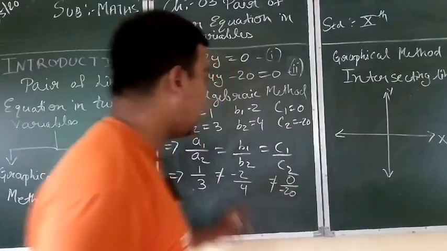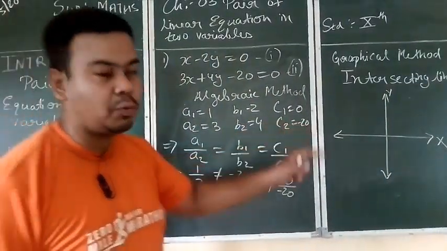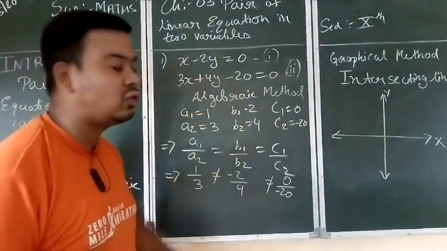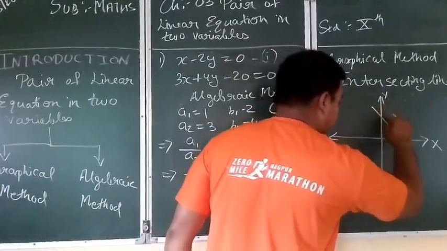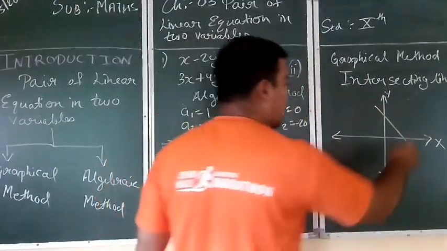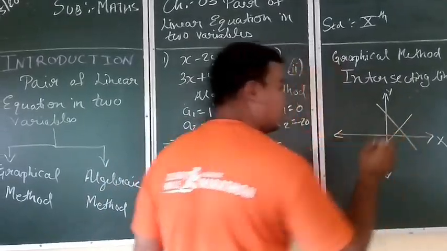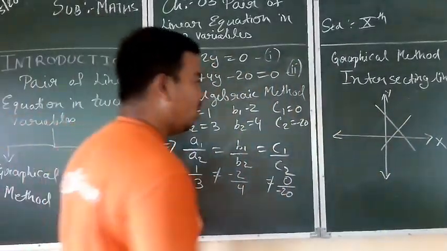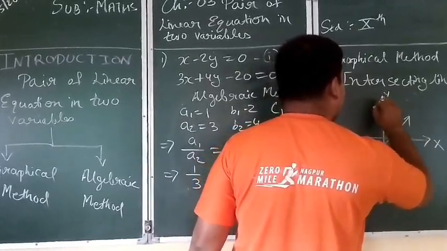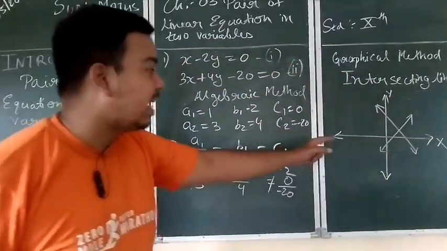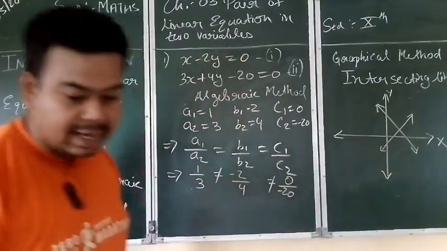When we represent these equations in a graph, we draw two lines. Suppose one line is like this. When one line crosses the other, that means they intersect. Like that, these two lines intersect. So we call them intersecting lines.